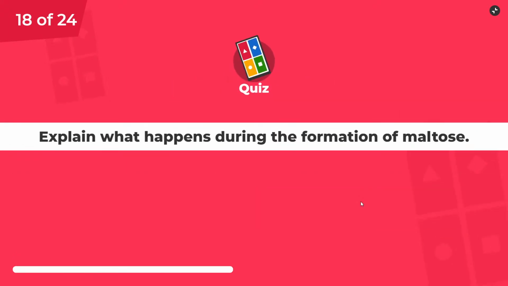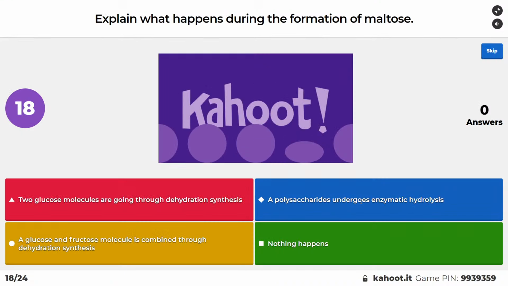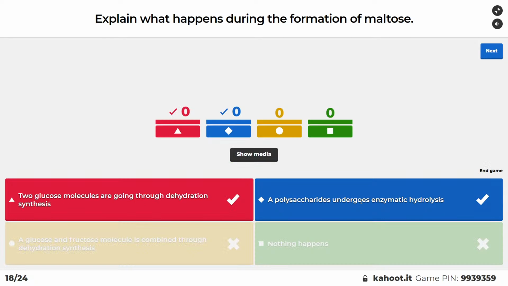Multi-select. Explain what happens during the formation of maltose. I wonder what that is. Something probably important. I think it's D, guys. Alright, so the correct answers are A and B.